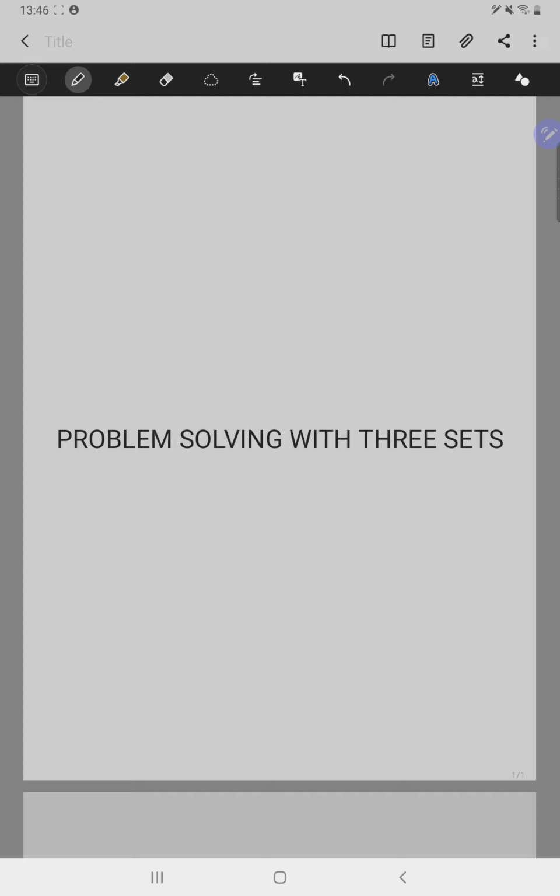Hi everyone, so we're going to go through how to do some problem solving when we have 3 sets involved. For these questions, they give you all the information you need, but it is within word format, so we need to take that information and put it into a set. For this one, there were 100 people surveyed, so that would be our universal set.